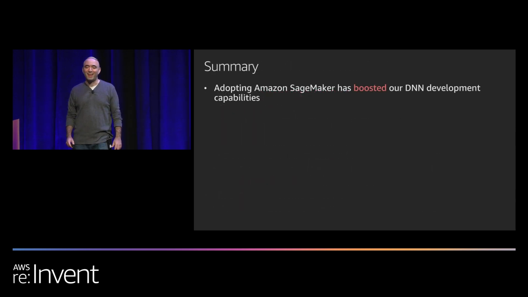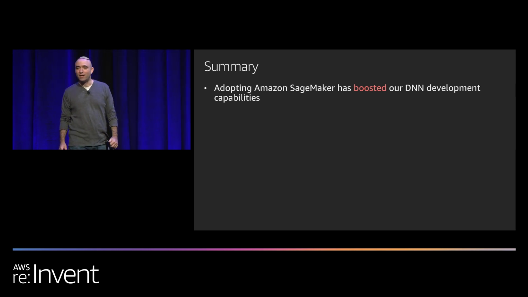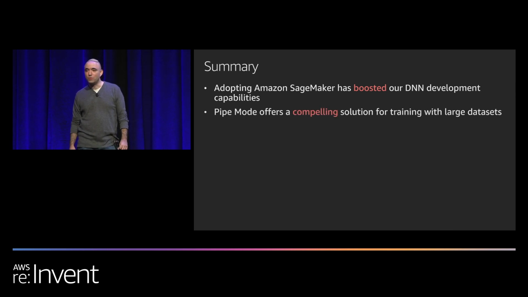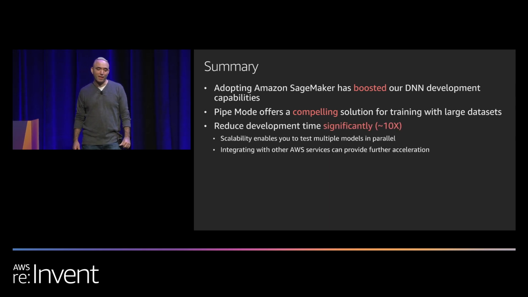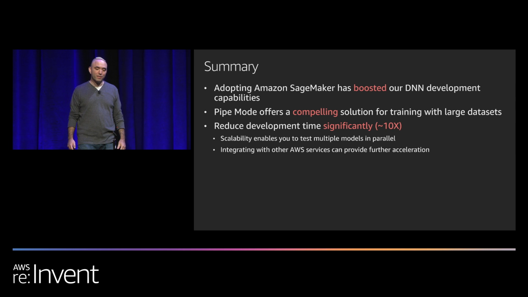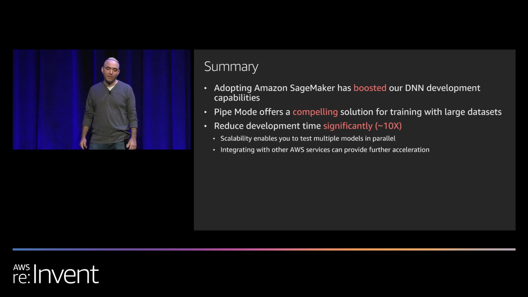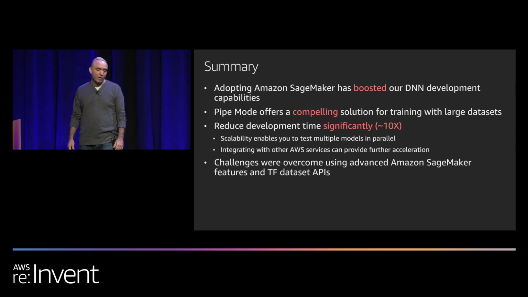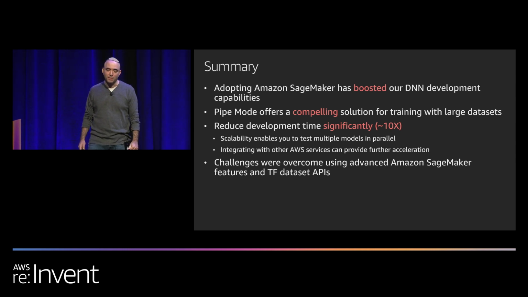In summary, I cannot overemphasize the degree to which adopting SageMaker enhanced our development capabilities. Pipe mode offers us a great solution for training with our mountains of data. Our development time has been reduced significantly thanks to our ability to run many training sessions in parallel and as a result of porting our data creation to AWS Batch. We did face some challenges, but we were able to overcome these by using the SageMaker and TF dataset APIs creatively.